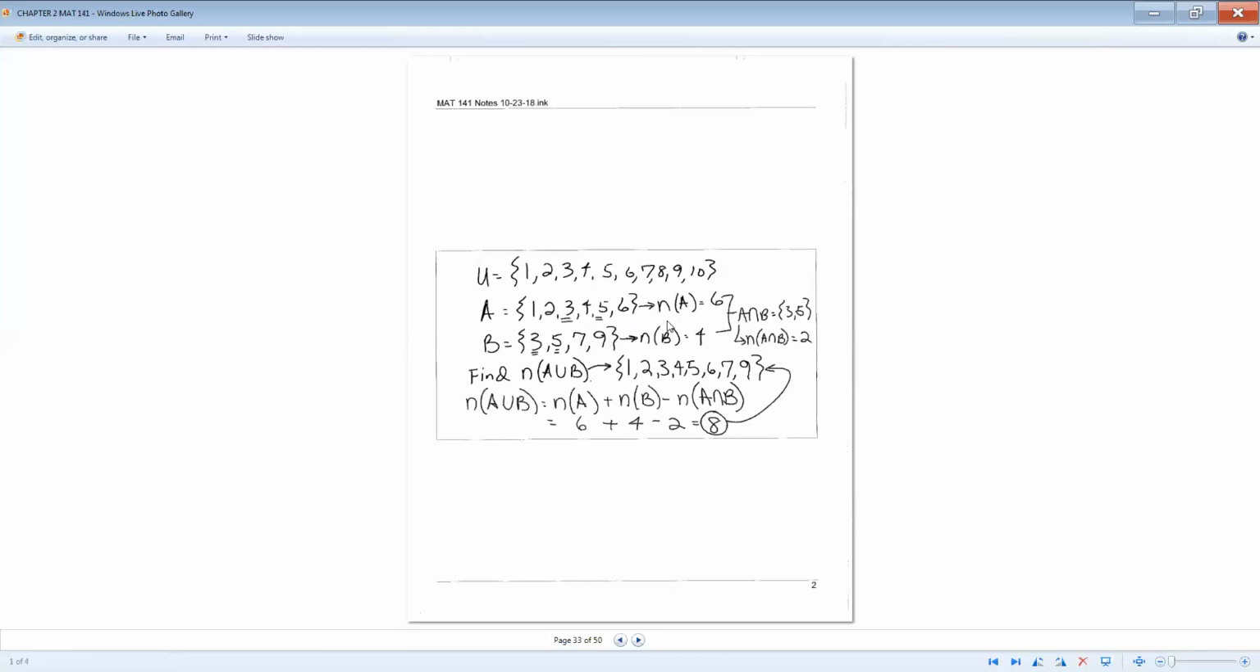If we just add them together, we notice we have 10 elements. But notice if we were to look at them, we have 1, 2, 3, 4, 5, 6, 7, 8, 9, 10, but 3 and 5 are counted twice. So that's why we have to subtract what they have in common so that we don't count those numbers twice. So we do 6 and 4, and then we subtract 2 because we have 2 elements that were in common. So it's actually 8 elements that represent the union of A and B. And we see that right here, 1, 2, 3, 4, 5, 6, 7, 8 elements. And that's because 3 and 5 we're not writing twice.